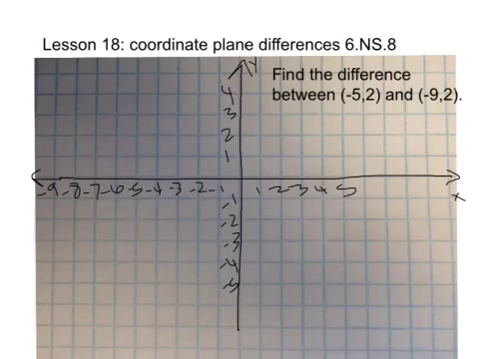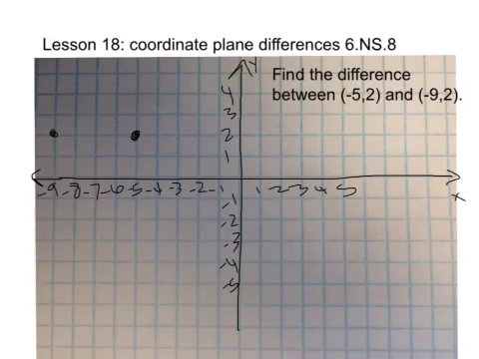So the first thing I would need to do in order to find the difference between those two ordered pairs is plot the two ordered pairs first. So I'm going to start by plotting -5, 2. And by now you're getting pretty good at plotting ordered pairs on a coordinate plane. So I'm going to go -5 on the x, there, and +2 on the y, there, and I mark it. Now I'm going to plot -9, 2. So that's -9 on the x, +2 on the y, there.